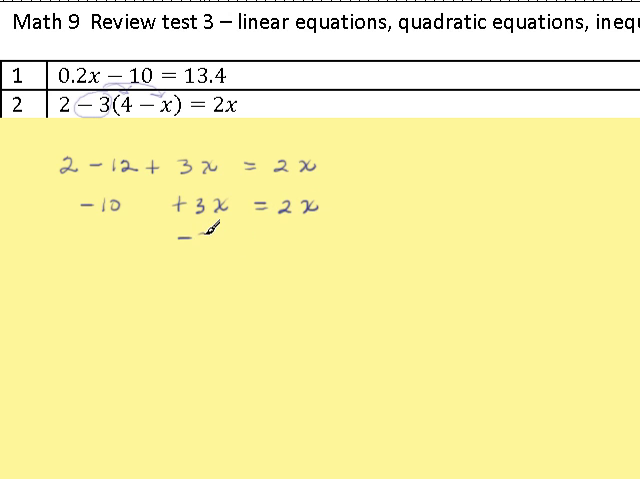Now let's subtract 3x from both sides. That's gathering together the x terms. And we'll end up with one x term on this side, minus x, is equal to negative 10. Solve for x, divide by minus 1, and we have that x is equal to 10.